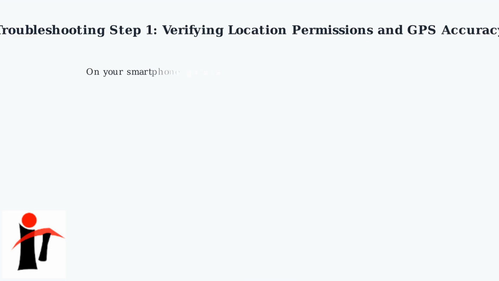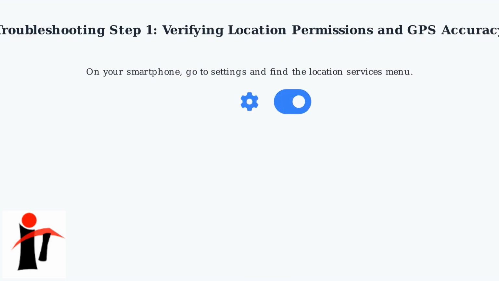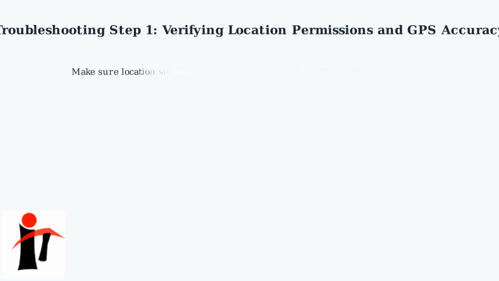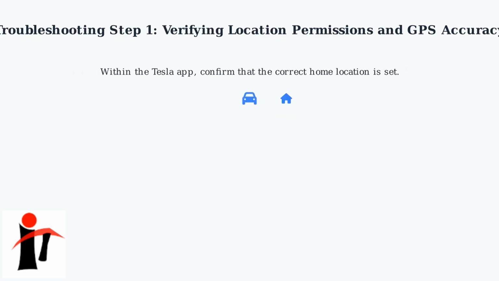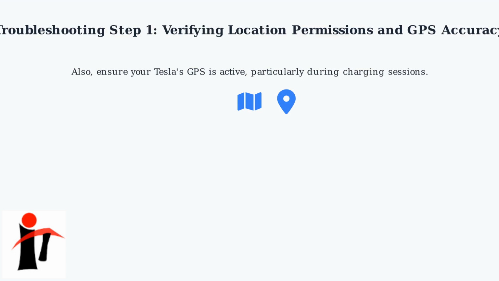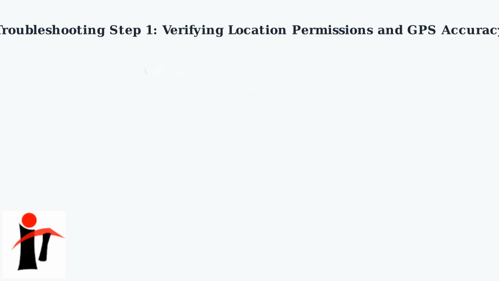Let's start with the basics. On your smartphone, go to your settings and find the Location Services menu. Make sure that location services are enabled for the Tesla app and ideally set to Always Allow. Within the Tesla app, confirm that the correct home location is set. Also, ensure your Tesla's GPS is active, particularly during charging sessions. A GPS accuracy of within 10 to 50 meters is ideal.